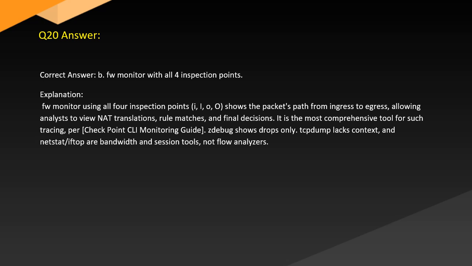Answer. Correct answer: B. fw monitor with all 4 inspection points. Explanation. fw monitor using all 4 inspection points, iIoO, shows the packet's path from ingress to egress, allowing analysts to view NAT translations, rule matches, and final decisions. It is the most comprehensive tool for such tracing per the Check Point Gateway Monitoring Guide. zdebug shows drops only. tcpdump lacks context, and netstat and iftop show bandwidth and session tools, not flow analyzers.